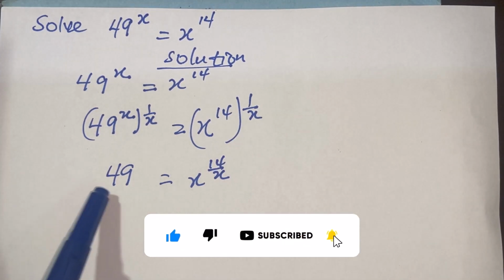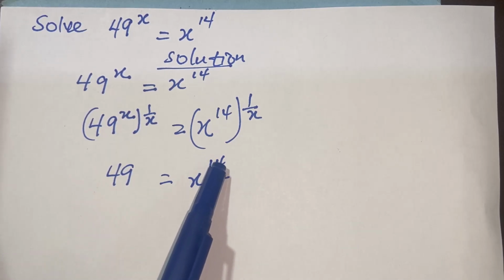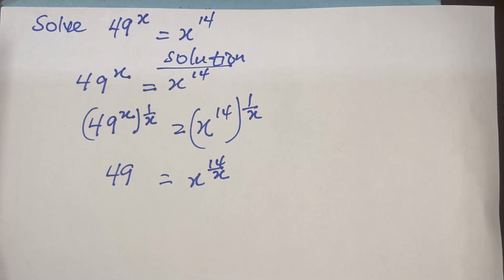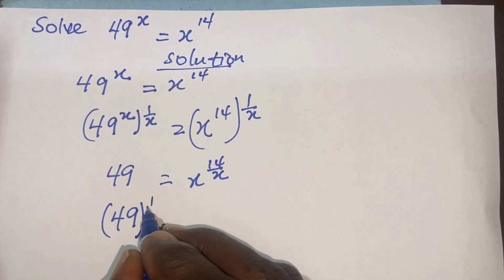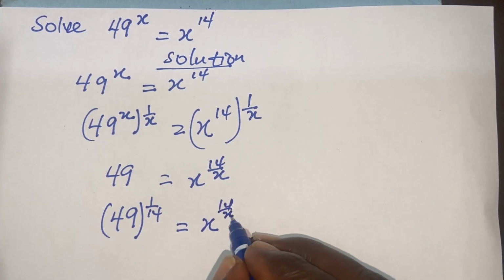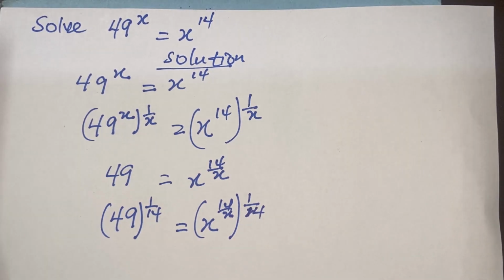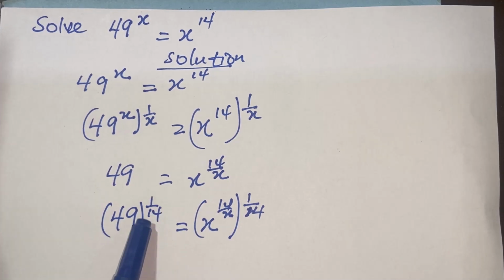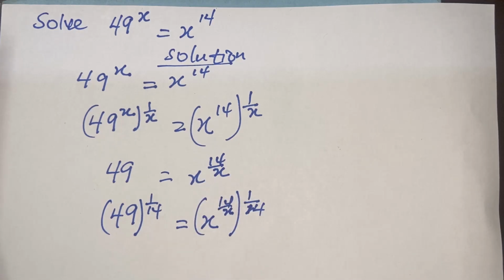So now, as you can see at the left hand side, the variable is gone. Now we must get rid of the number at the right hand side, which is 14. And how do we do that? We continue to take the power of, so over here, 49 to the power 1 over 14 equals x to the power 14 over x, all raised to the power 1 over 14.